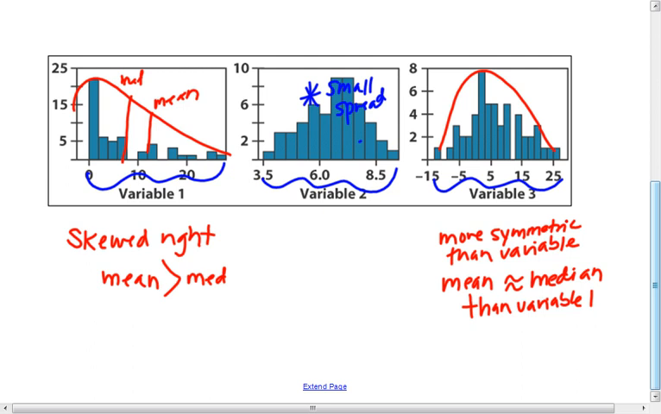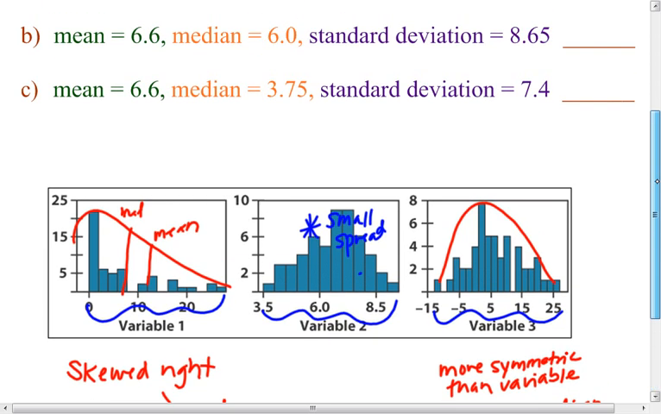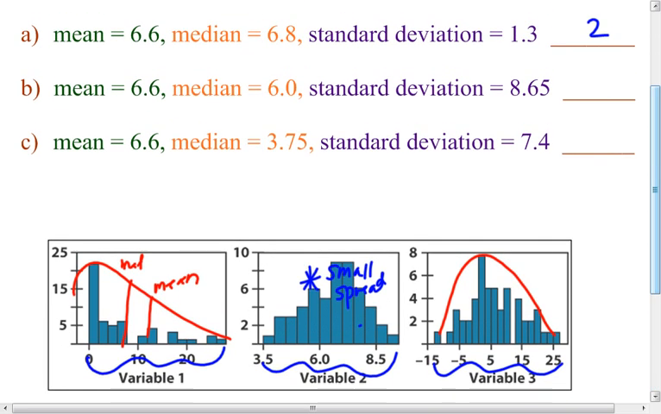So when I go back up and I look at my set of data now, and I compare the mean to the median, in this one right here, the mean is definitely significantly bigger than the median, so this is going to be variable 1, which means this is going to be variable 3. The mean is still bigger than the median, but not as big of a jump, because it's a little bit more symmetric. So hopefully that helps.